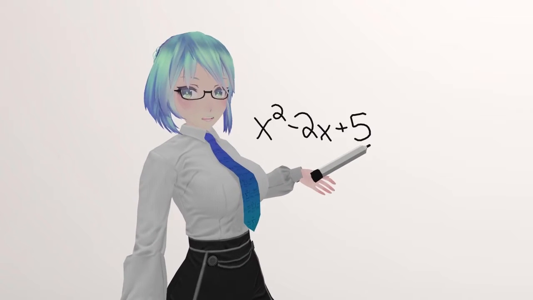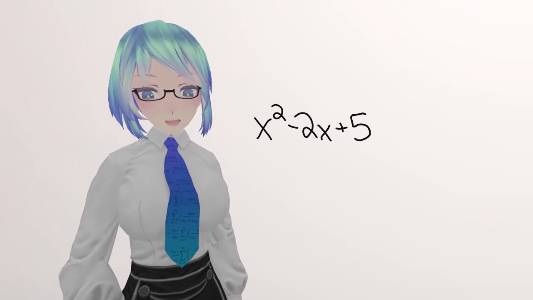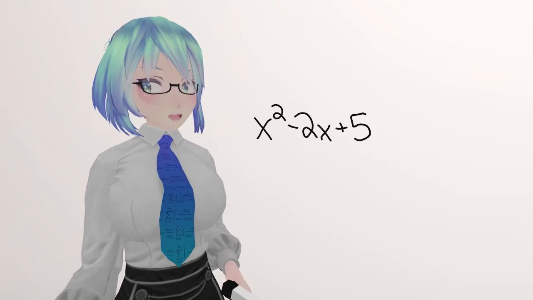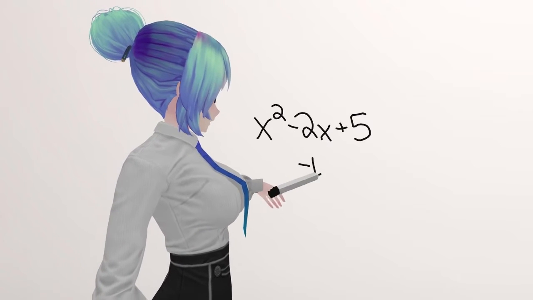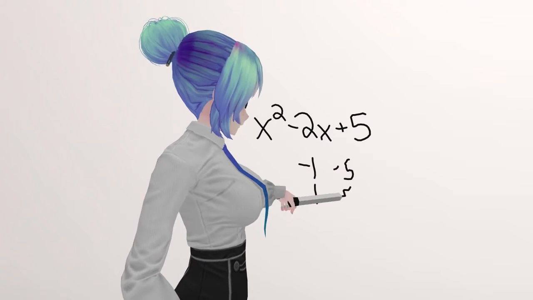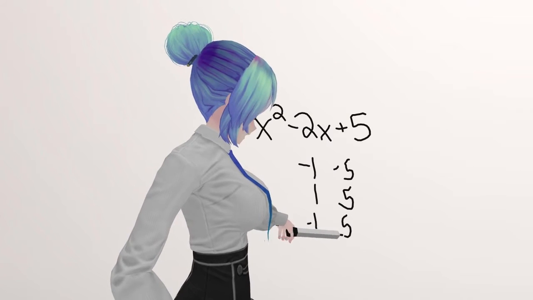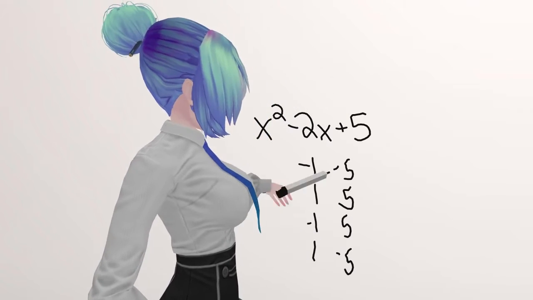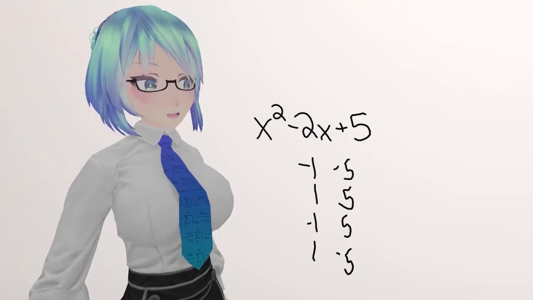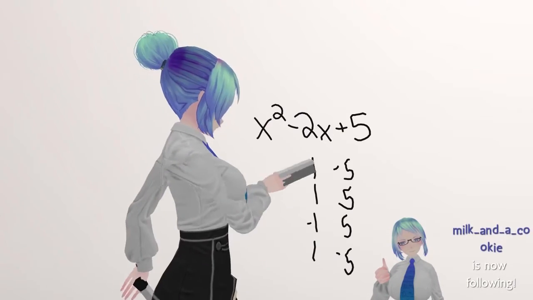I can even just demonstrate it really quickly. What are the factors of 5? 1 and 5. Nothing else multiplies to 5. What are the combinations? Negative 1, negative 5, 1 and 5, negative 1 and 5, 1 and negative 5. None of these add up to give you a negative 2. So you can't factor. Okay?